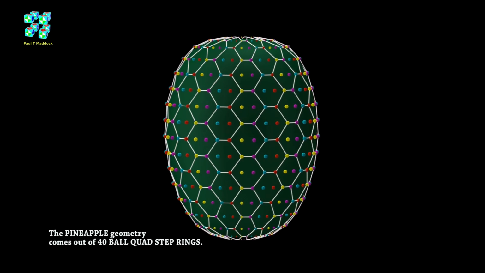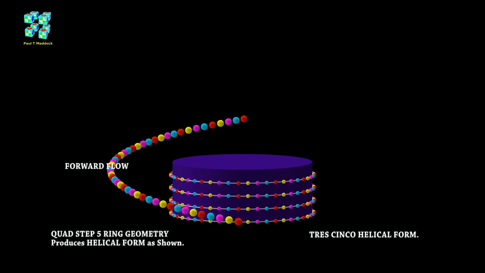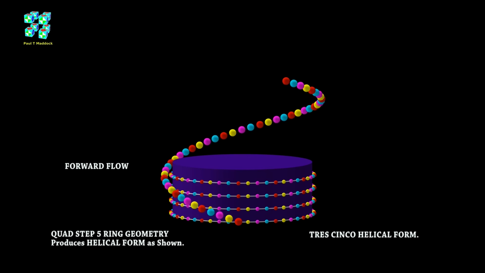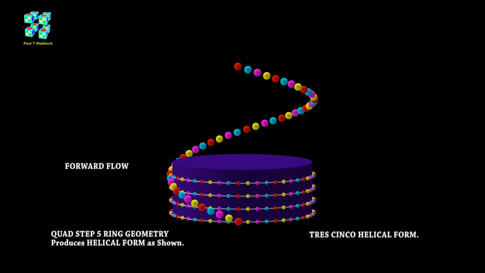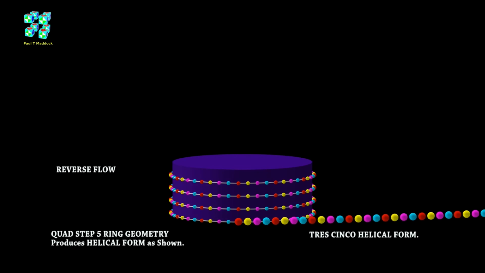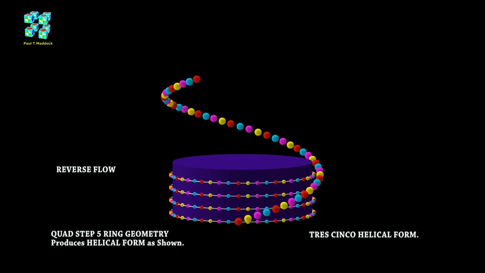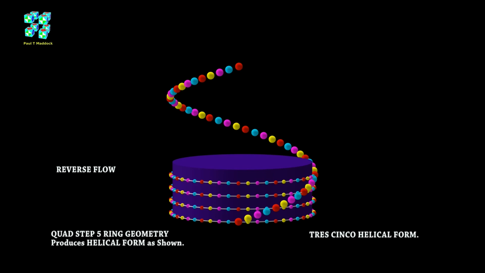Okay, now I'm going to show you where this type of geometry comes from. I'm calling it the 5-ring geometry. Now you can see in front that a complete turn is made up of 3 stacks of 5. The helical form can go in the opposite direction also. Let's take a look. I'm calling this 3-5 helical form. 3 times 5 rings.